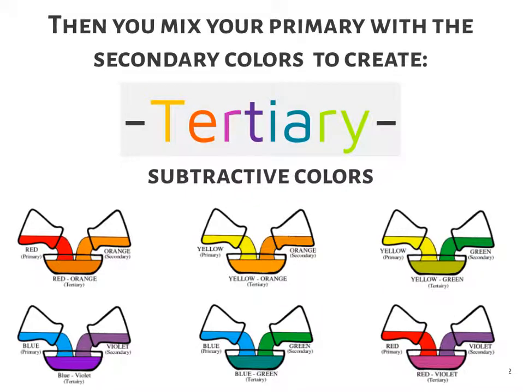Now, the next group is your tertiary colors, which is a mix of your primary colors with secondary colors. For instance, as you can see here, when you mix red with orange, you get red-orange. That means that your orange looks a little bit more reddish because, of course, it has more red color in it. When you mix yellow and orange, you get yellow-orange. That is your tertiary color. Yellow-green is another tertiary color, and the list goes on as you can see. Blue-violet, blue-green, red-violet.